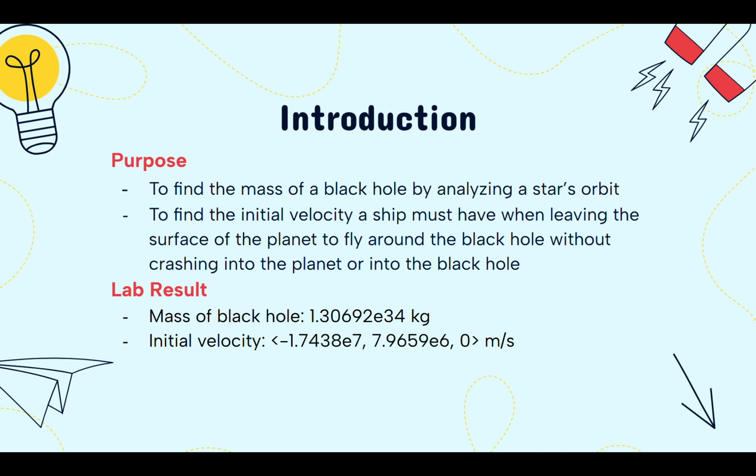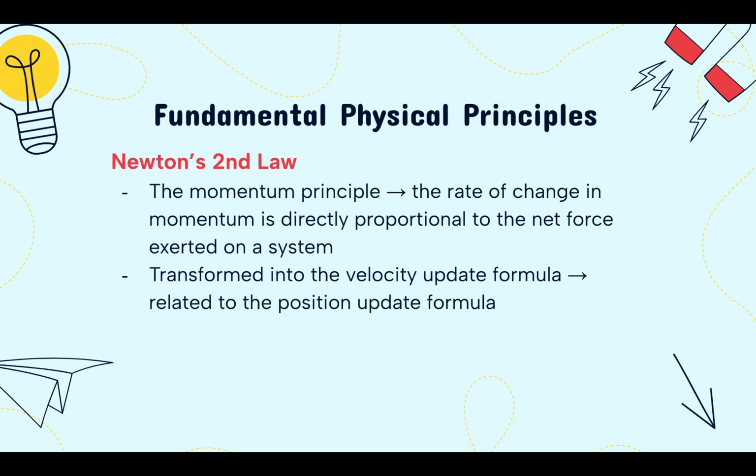The overall lab results state that the calculated mass of the black hole is 1.30692 times 10 to the 34th kilograms, and the initial velocity of the ship needed to avoid crashing is negative 1.7438 times 10 to the 7th meters per second in the x direction, and 7.9659 times 10 to the 6th meters per second in the y direction. A fundamental physical principle used throughout this lab is Newton's second law of motion.